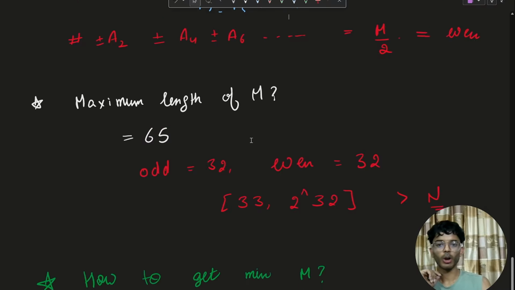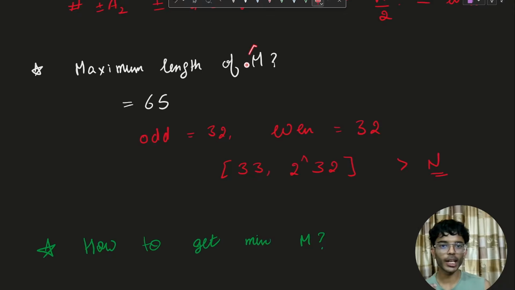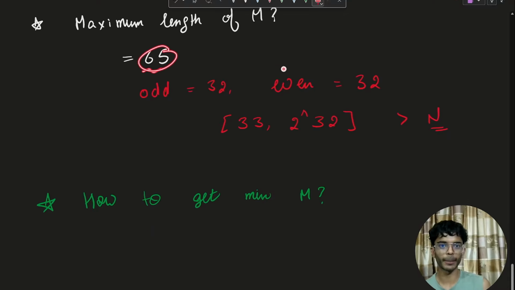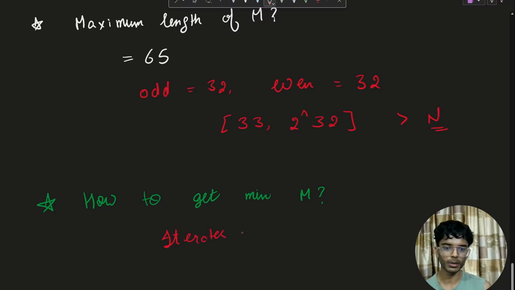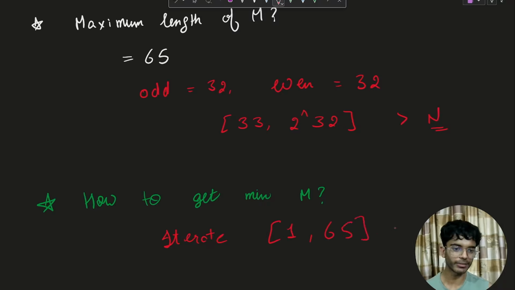Now how do we get the minimum value of this m? For that, we can easily iterate over every possible value of m, from 1 to 65.